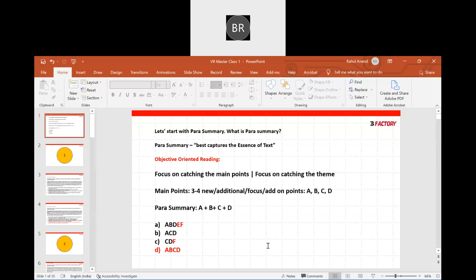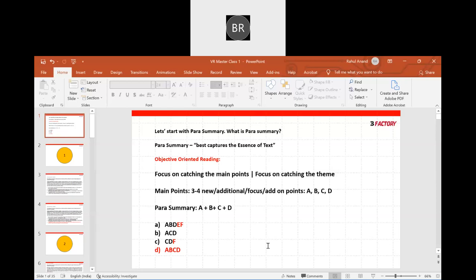Turant se passage padhna hai, while reading, try to capture the main points. Ki additional point ya naya point kya kya bola hai, uspe focus rakho. Objective oriented reading karo. And then in options, choose an option which best covers those points amongst options. Okay. Now, B is not wrong, but D covers it better. So, this is the thought process that you follow.